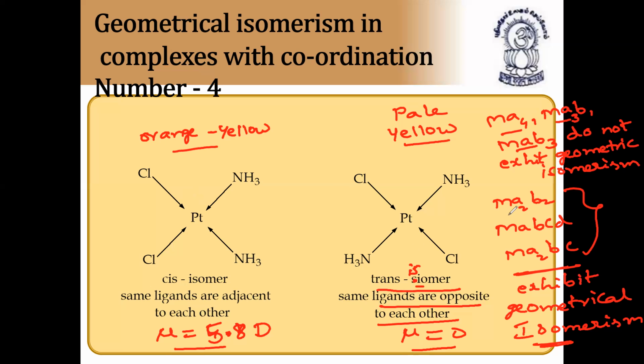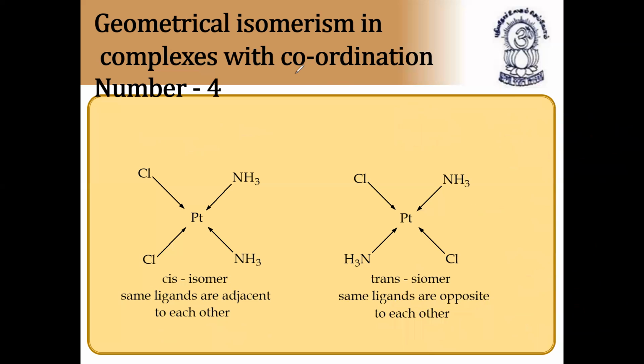So which type of compound is this? This is a molecular type Ma2B2. Apart from this, MABCD and Ma2BC also will exhibit geometrical isomerism. And MA4, MA3B, and MAB3, square planar complexes having coordination number 4, do not exhibit geometrical isomerism even though they are square planar, because they do not have cis and trans forms. So please note it down, very, very important. Next, continuation.